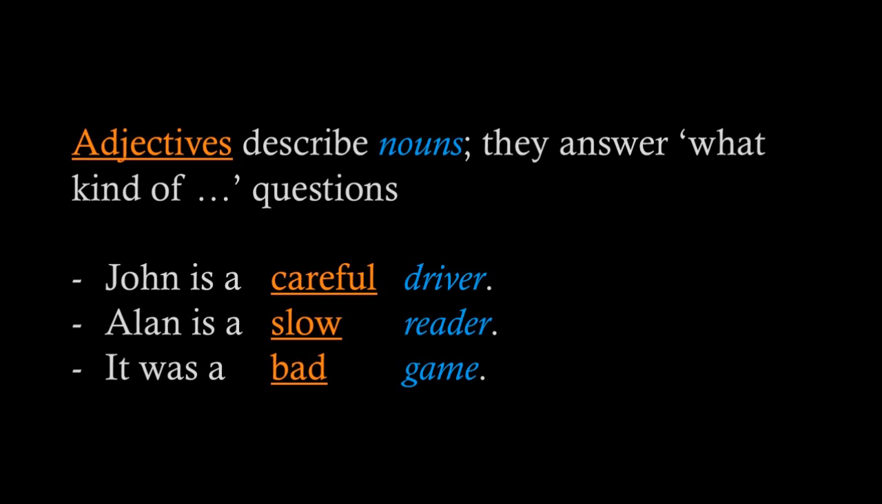Now take a look at the second example. Alan is a slow reader. Slow tells us something about reader. Slow is the answer to the question, what kind of reader is Alan? And finally, the last example. It was a bad game. Bad tells us something about game. It is the answer to the question, what kind of game was it?